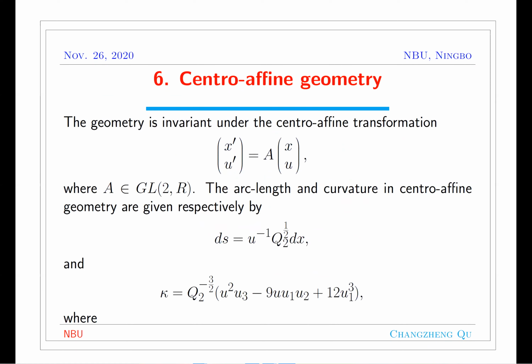Next, we study the flows in the centro-affine geometry. In the centro-affine geometry, everything is invariant under the centro-affine transformation, where instead of the special case, A is in the general linear group GL2. This is called the centro-affine geometry. Here we use the local form to do the computations, and we can use an approach similar to the centro-equi-affine case. This is the local graph case. Here S is the arc length, K is the curvature in the centro-affine geometry, and Q is given by this one.